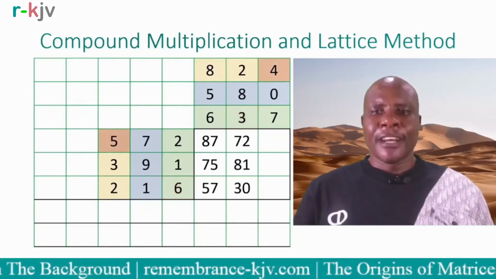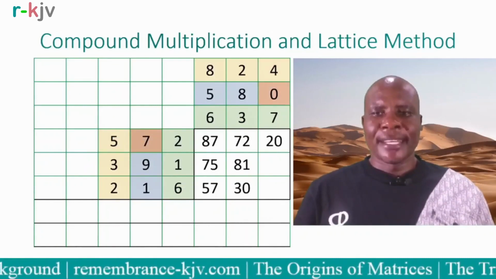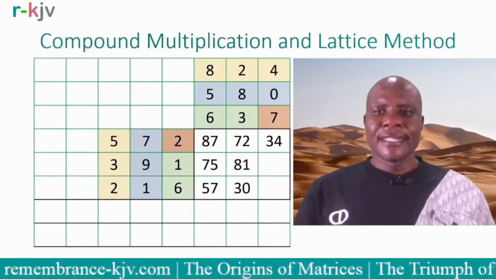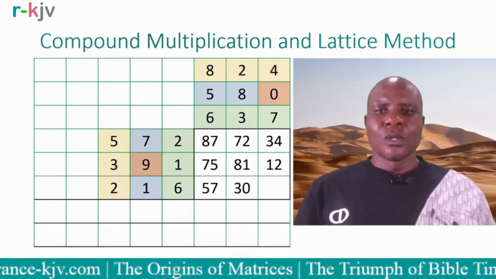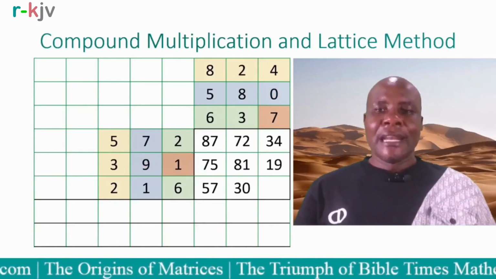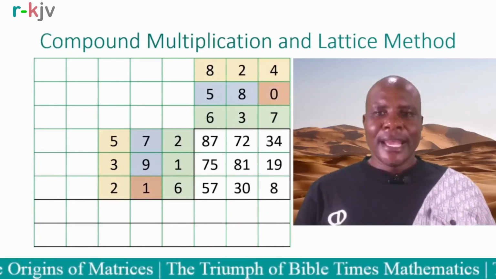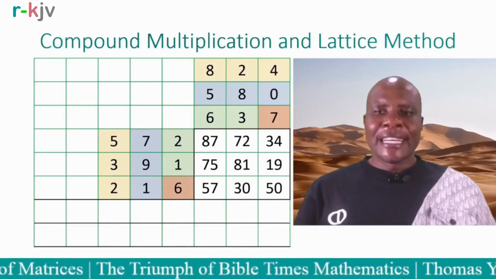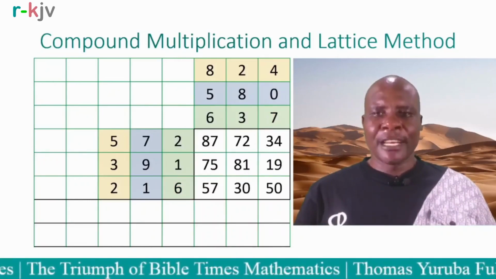Next, 5 times 4, 20, plus 0, 20, plus 14, 34. Next, 3 times 4, 12, plus 0, 12, plus 7, 19. Last, 2 times 4, 8, plus 0, 8, plus 42, 50. And we are done with the grid of sums of partial products at each positional value.